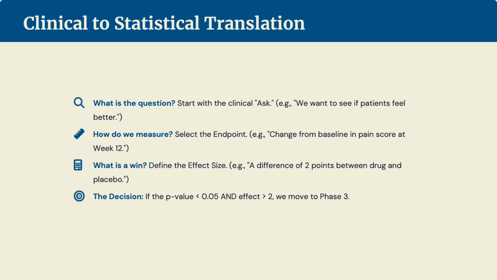So, how do we translate a vague clinical idea into a precise statistical target? It's a four-step process. We start with the clinical ask. Then we select a ruler, the endpoint. Next, we define what a win looks like, the effect size. Finally, we link it to the decision: if we hit this metric, then we act. This creates a clean roadmap for everyone.